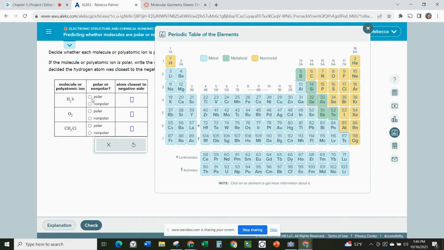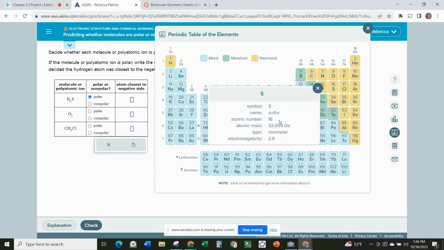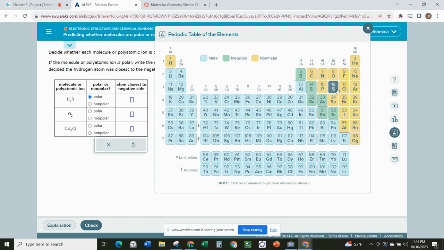So this is going to be polar, and to find the atom that's closest to the negative side, we look at the electronegativity, and we're looking for the one that has bigger electronegativity. So sulfur is 2.6, hydrogen is 2.2. Our electrons are going to be moving towards the bigger electronegativity, which is sulfur in this molecule.